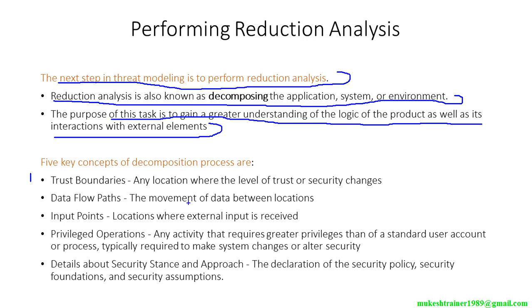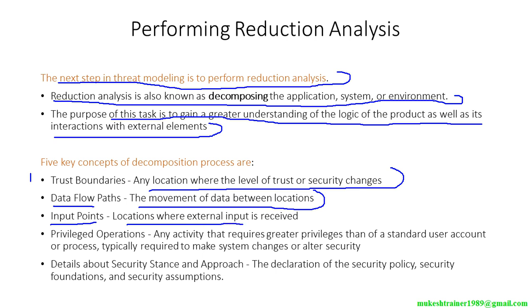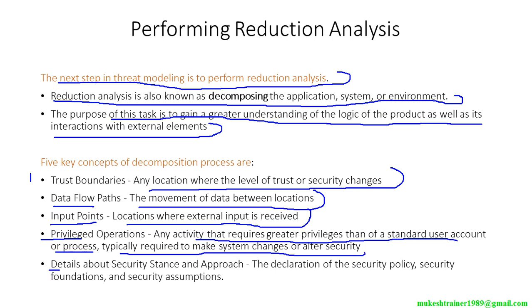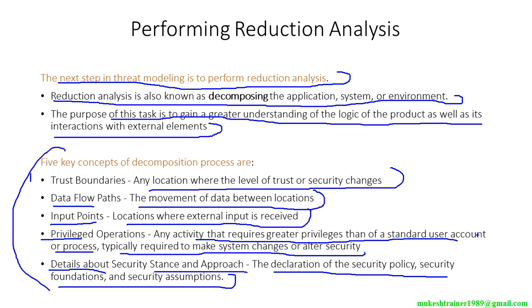Number 1 is trust boundary, any location where the level of trust or security changes. Data flow path, the movement of data between locations. Input point, a location where external input is received. Privilege operation, any activity that requires greater privilege than a standard user account or process, typically required to make system changes. Details about security stance, the approach, the declaration of security policy, security foundation and assumptions. So you can perform a reduction analysis with the help of these 5 keys.